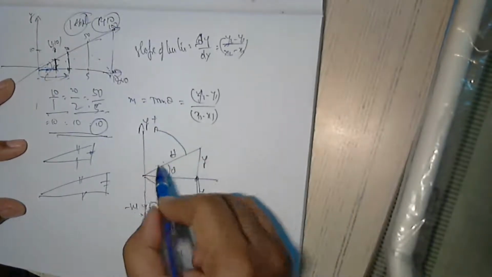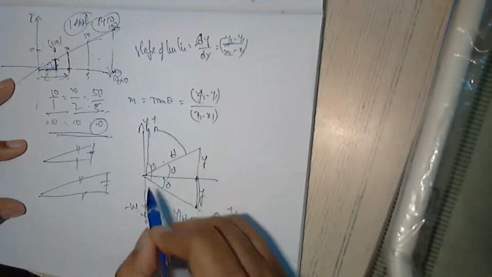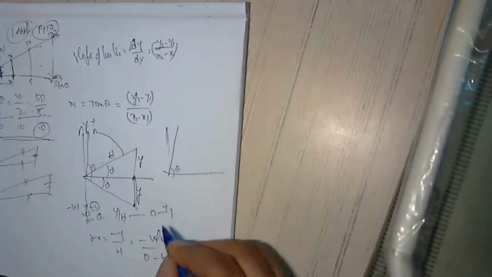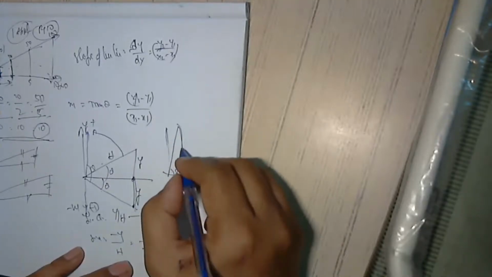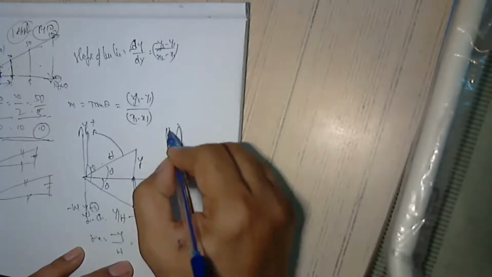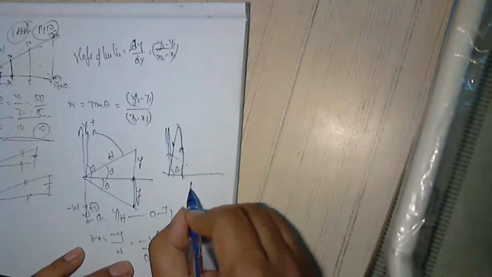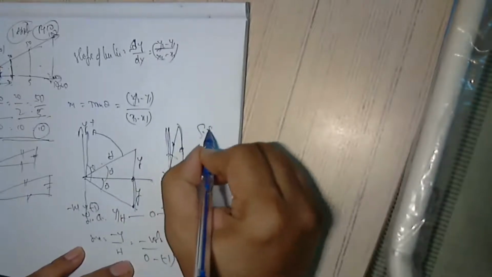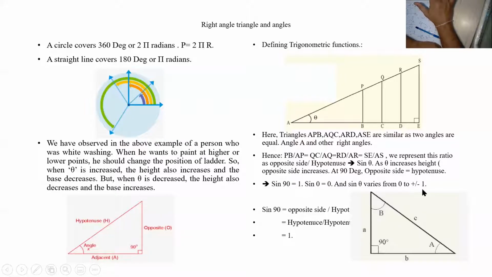As theta is increasing, let us say this is theta. This is vertical and I bring a theta here. So what is this? Opposite side by hypotenuse. As theta goes further, opposite side and hypotenuse coincide. That means they are equal. So y by hypotenuse will be equal. So sine 90 is equal to 1. So that is why it can be between minus 1 and plus 1.